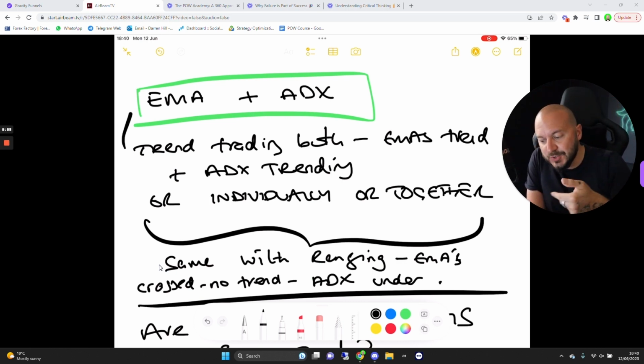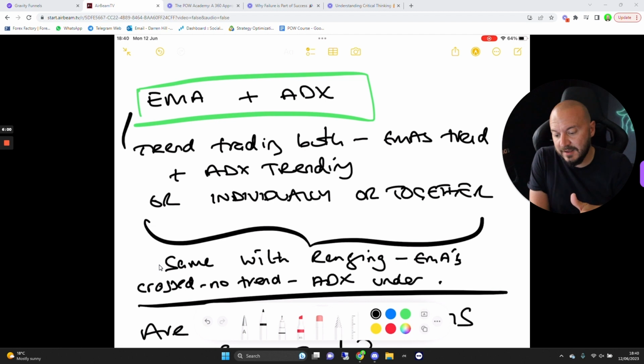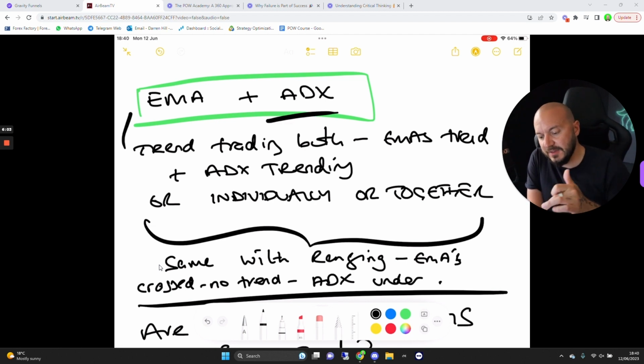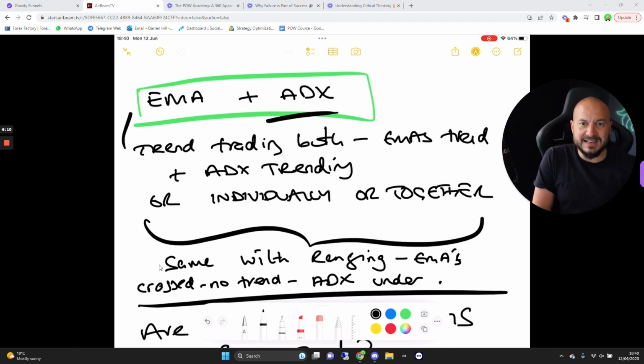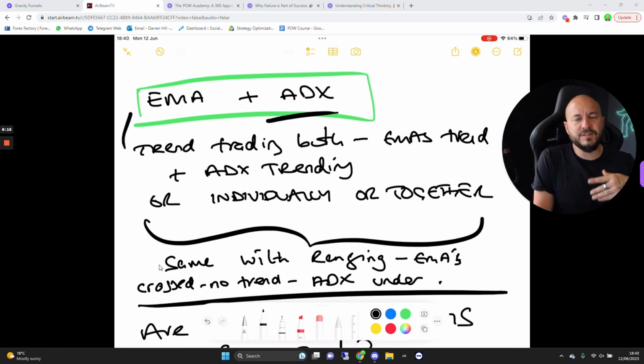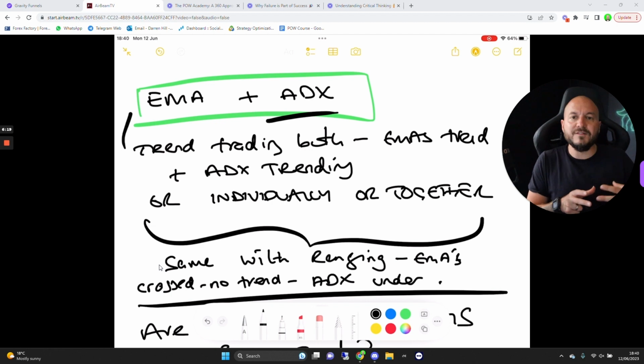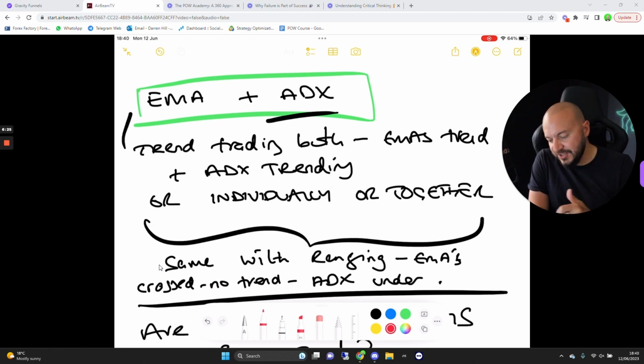We could use them individually, so we don't have to use them together. We could just look for when the markets are moving with an impulse without the EMAs being stacked together, or we could just look for the EMAs being stacked together without the ADX too. Again, there's no right or wrong with this. It's just a matter of understanding the fundamentals and the mechanics behind each strategy to enable you to create diversification in your trading account. Now, this could work the same with ranging markets.